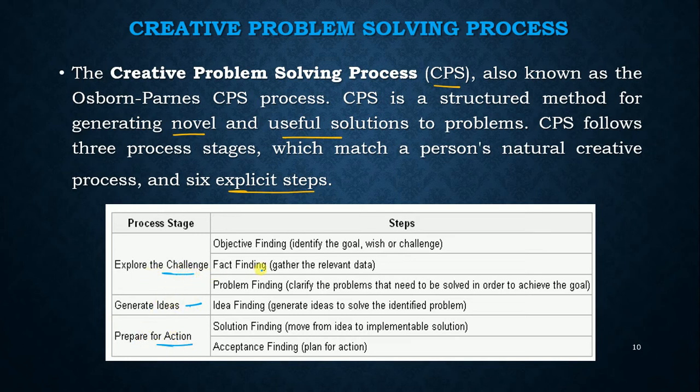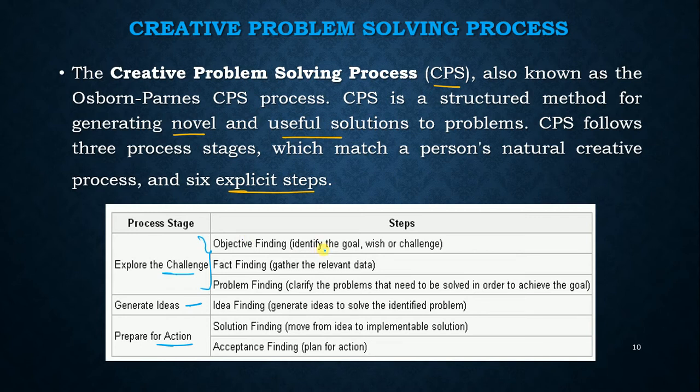Explore the challenge means what? Objective finding: identify the goal, wish, and challenges. Fact finding: gather the relevant data. Problem finding: clarify the problem that needs to be solved in order to achieve the goal. These are three sub-stages of the process stage, explore the challenge.